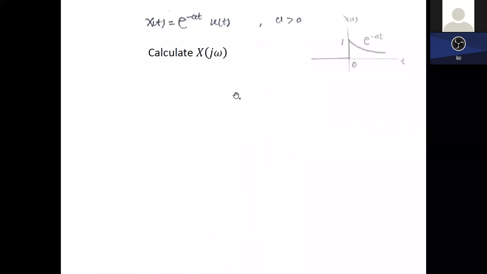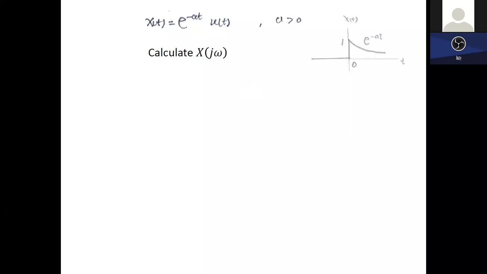Okay, let's look at the application of this property. We have this signal, x of t is exponential minus a t times u of t for some positive number a larger than zero. So calculate its Fourier transform.